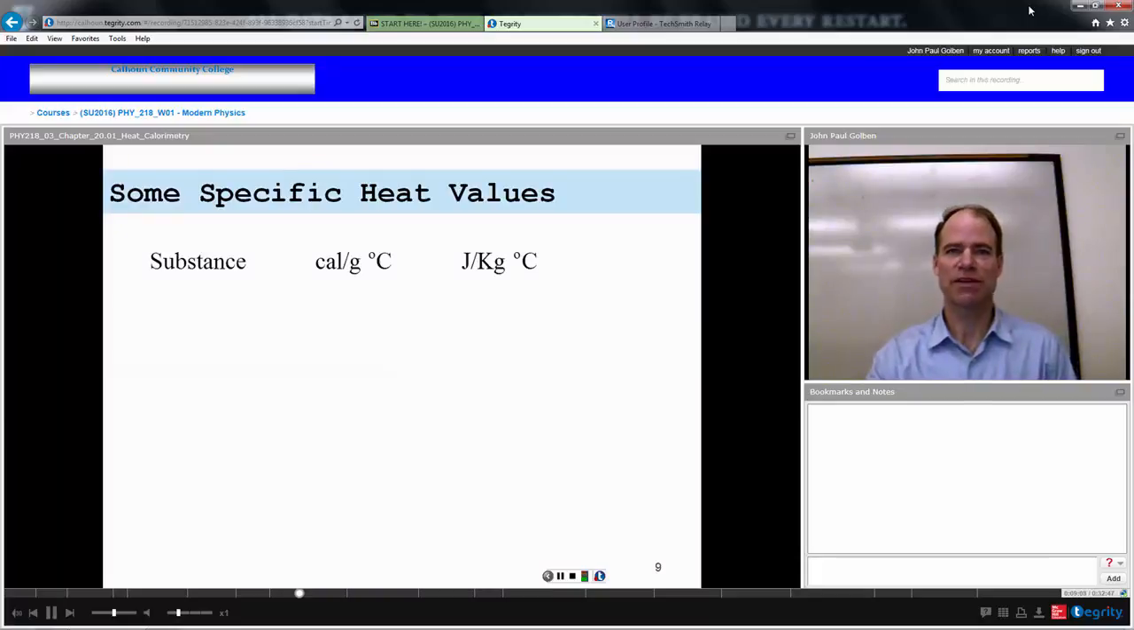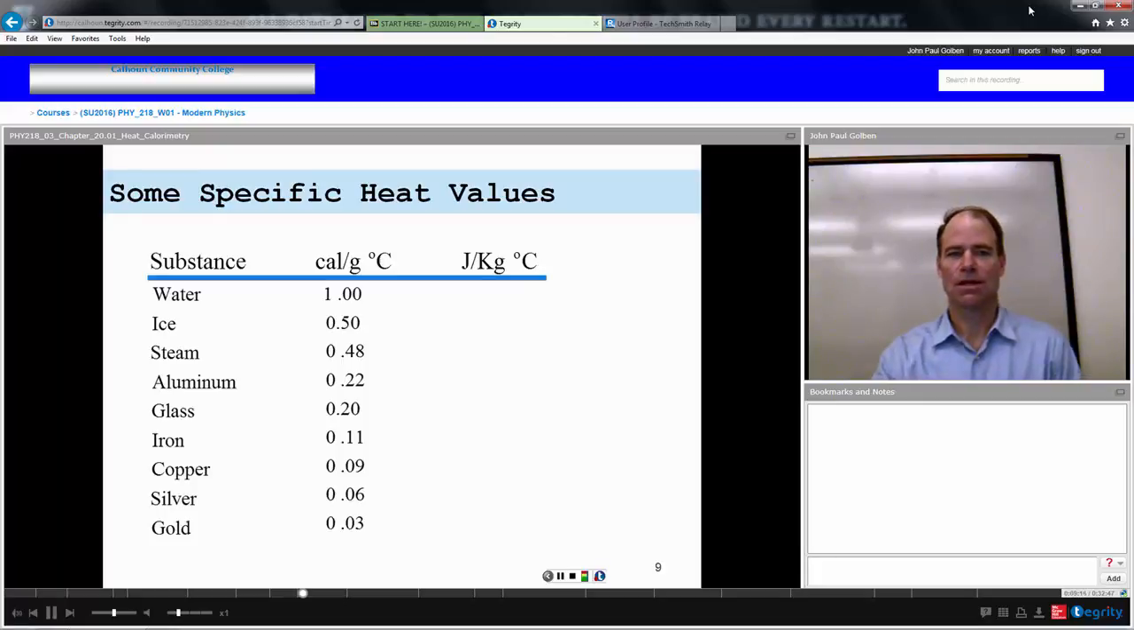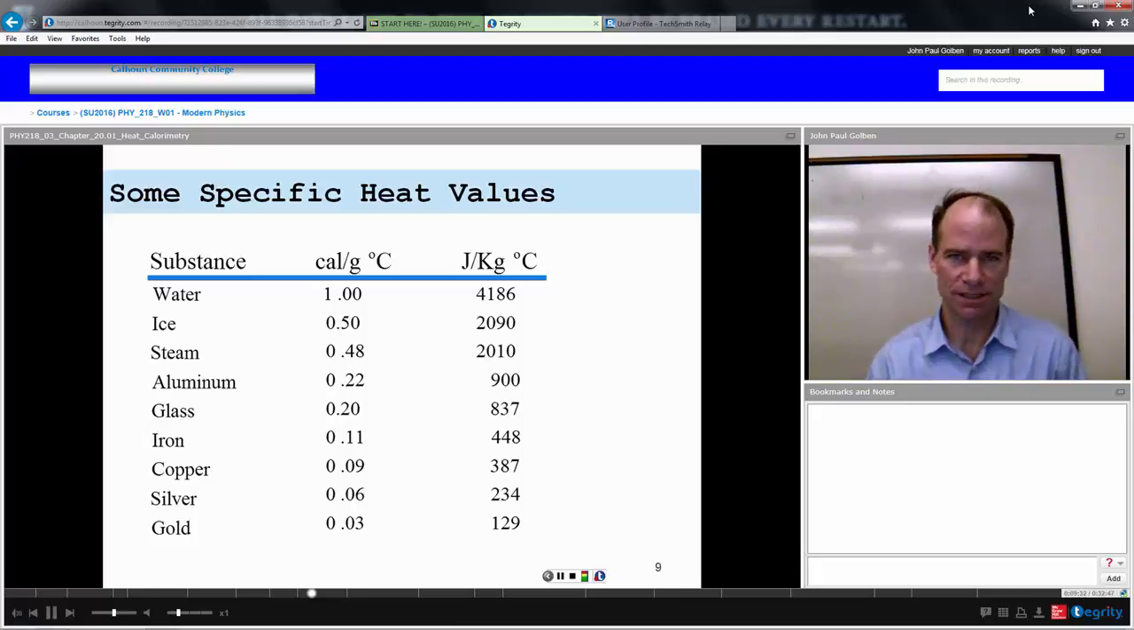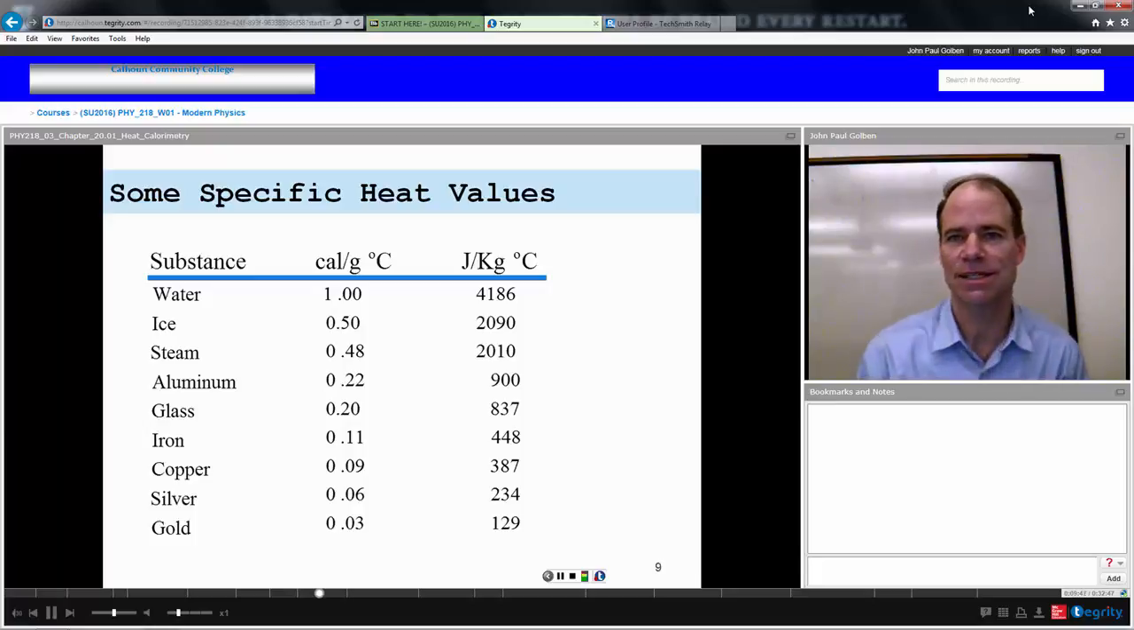Here are some specific heat values for some common substances. If I look at water, it was defined to be, based on the calorie, 1 calorie per gram per degree Celsius. So that's really where we start. Water, pure water, has 1 calorie per gram per degree Celsius. Since 1 calorie is 4.186 joules, if we convert this to joules per kilogram, we have to multiply it by 1,000 in order to get it per kilogram. And so we have 4,186 joules per kilogram per degree Celsius for our conversion.